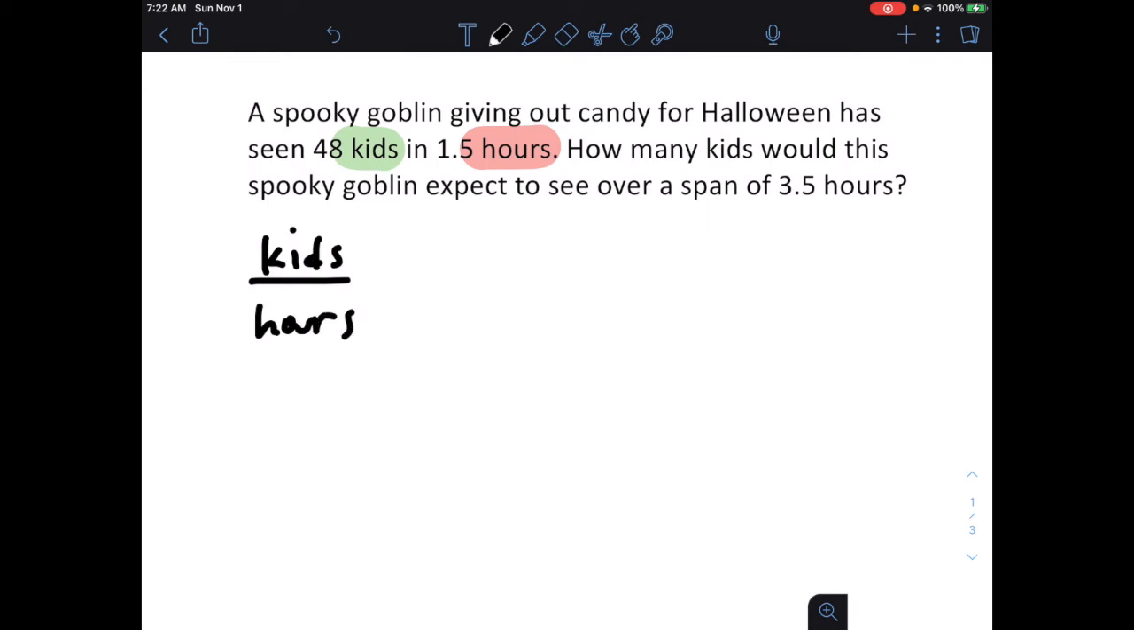Now, if you said people instead of kids, that'd be fine. The whole idea is that we identify the two different things that are being compared. So then the question is, how many kids would this spooky goblin expect to see over a span of 3.5 hours? So let's identify the first fraction. So the first fraction is 48 kids, 1.5 hours. And the second fraction, we don't know the number of kids. It's asking us to find how many kids. And then the time is 3.5 hours.